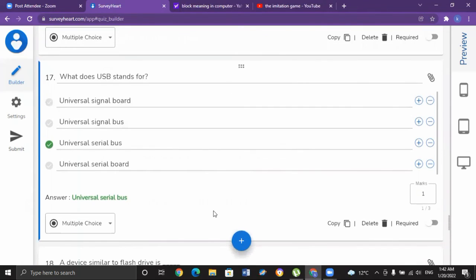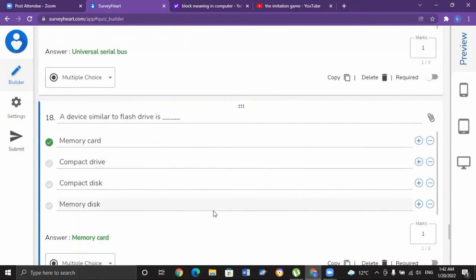What does USB stand for? What is the full form of USB? USB is a device that can be used to transfer data to the computer. It can also be used for storing your data. The correct option for MCQ number 17 is Universal Serial Bus. That is C for MCQ number 17.